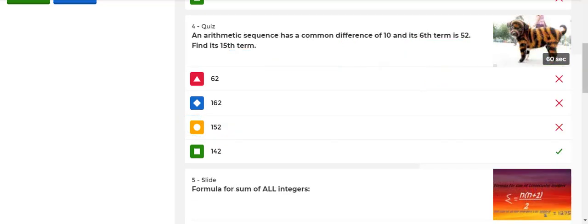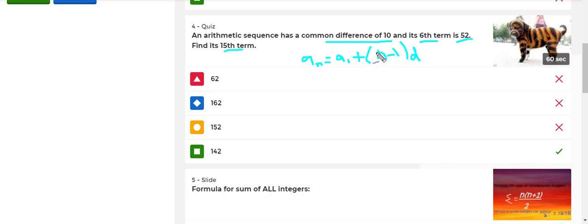All right, this problem is a teeny bit different. It tells us that the common difference is 10. We're given the 6th term, and that's 52, and we're trying to find the 15th term. So remember the formula. It's a sub n equals a sub 1 plus n minus 1 times the common difference. So let's just start plugging our numbers in here.